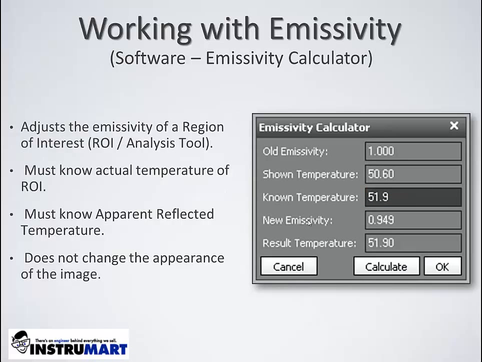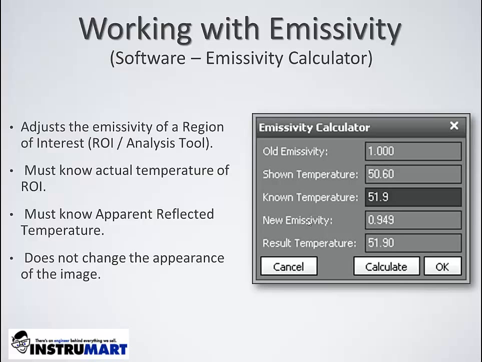The second method for determining emissivity is the easiest. It involves using what's called an emissivity calculator, which I've shown here. The analysis software that I used in my demonstration, which comes with the FLIR T420 and the Thermal Benchtop test kit, has a built-in emissivity calculator.